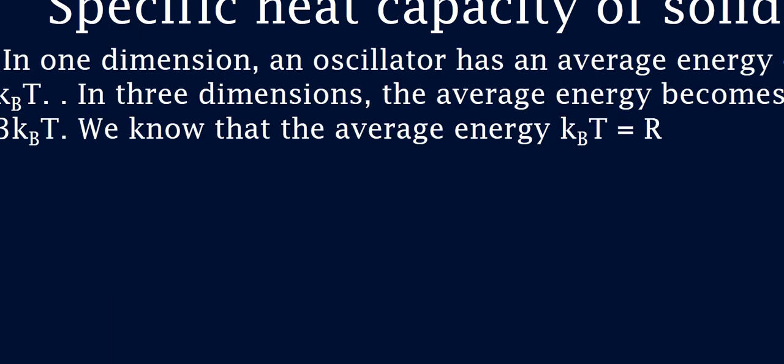Specific heat capacity of solids. Consider a solid made up of N atoms, each vibrating around their mean position. In one dimension, an oscillator has an average energy of kBT. In 3 dimensions, the average energy becomes 3 times kBT. We know that kB times T per mole is equal to RT.